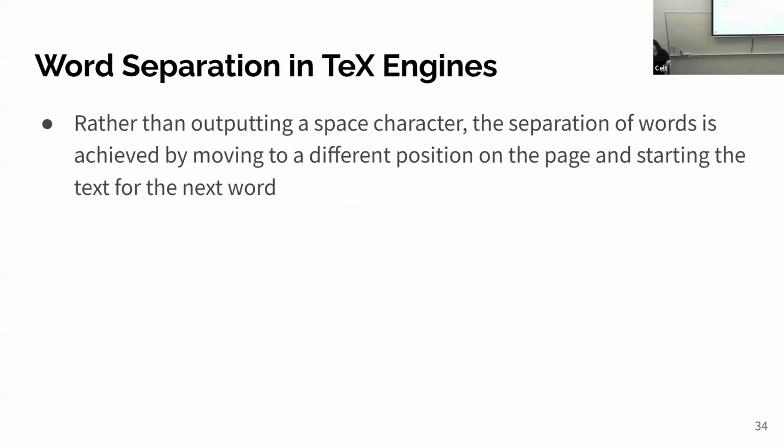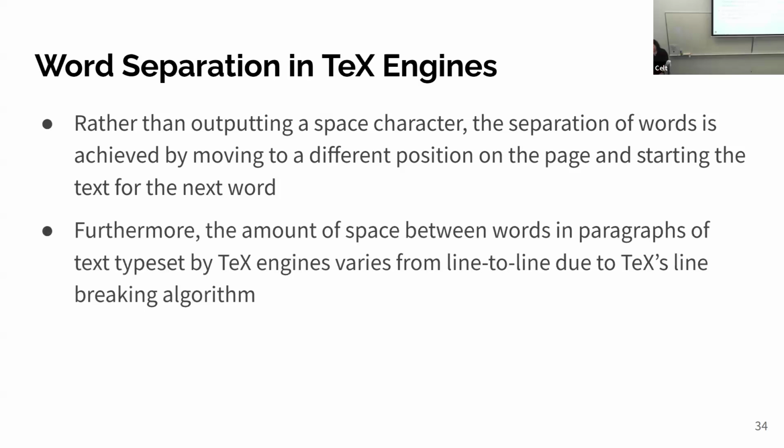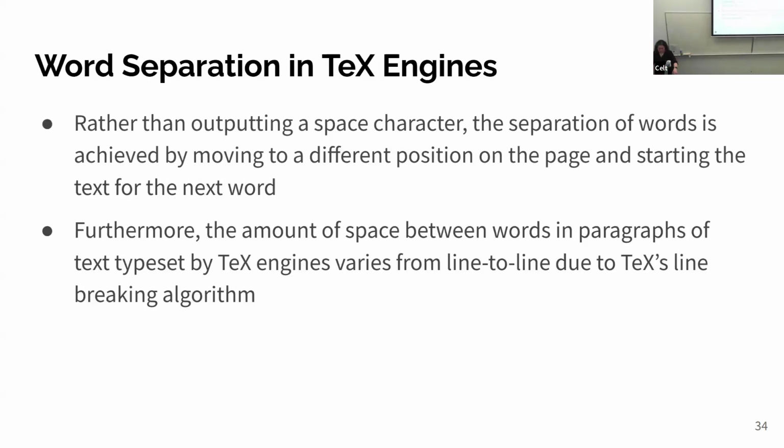So just to clarify, rather than outputting a space character, the separation of words in a TeX engine is achieved by moving to a different position on the page and starting the text for the next word. So the amount of space between words in paragraphs of text typeset by TeX engines varies from line to line due to how the line breaking algorithm works, which is, again, something I never thought about.